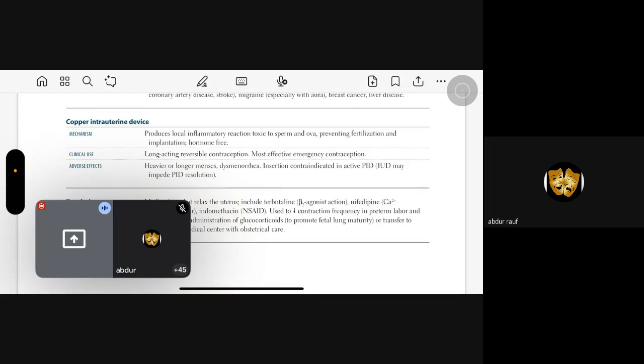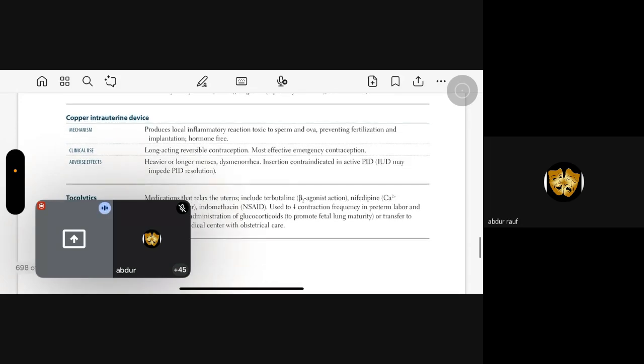So that is our next topic, copper IUD. How does a copper IUD work? Whenever there is a foreign body in our body, the body will produce an inflammatory reaction. That inflammatory reaction will be toxic to sperm, ova, and the uterus as well. So there will be no fertilization and no implantation, and it is hormone free. So when do we use it? When we need a long-term reversible contraception, and then we use it in emergency contraception as well, because in emergency contraception, we can give it up to 5 days, or 120 hours.